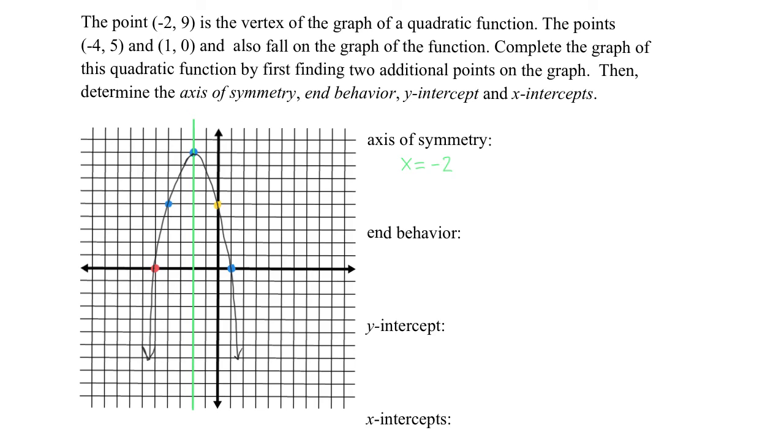So what else can I tell you now? I can tell you that it opens downwards. I can tell you that my y-intercept, that's where it crosses the y-axis, I put it in yellow, is going to be 0, 5. And my x-intercepts are where it crosses the x-axis. So one of them is 1, 0, and the other one is negative 5, 0. Here's my y-intercept, where it crosses the y-axis, and here are my x-intercepts.